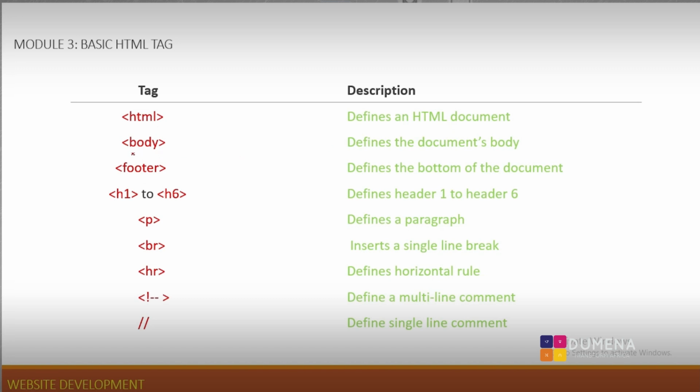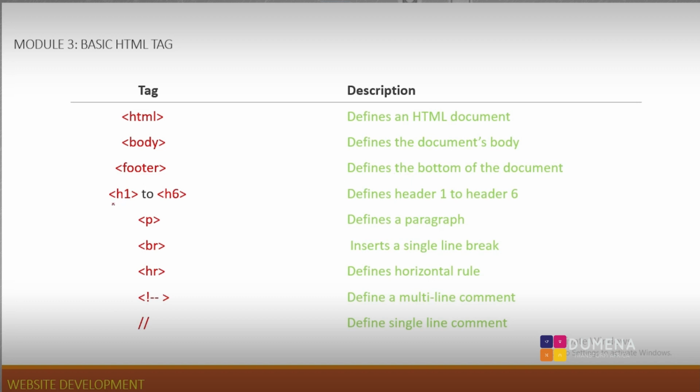The next tag we have is the body tag. The body tag defines the document's body, which is the whole content of the HTML body. The next tag we have is the footer. Footer defines the bottom of the document. Here also, you can add additional information to your HTML document.